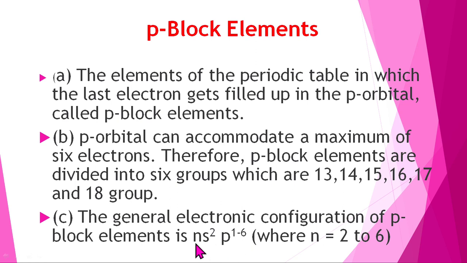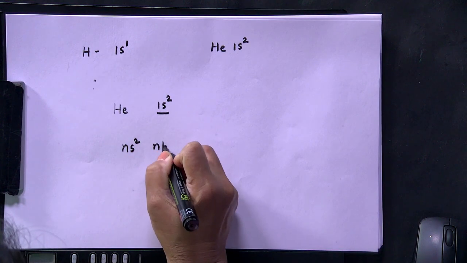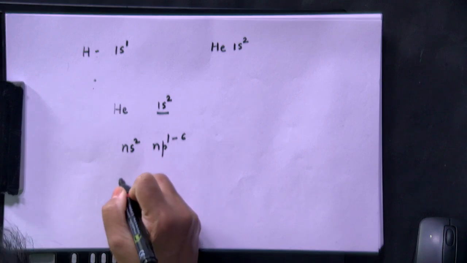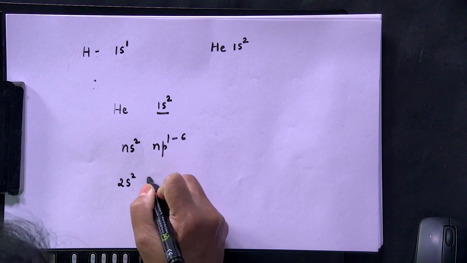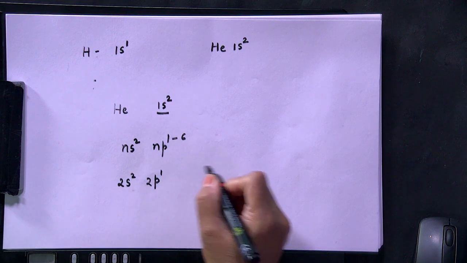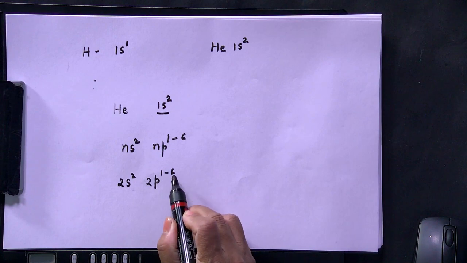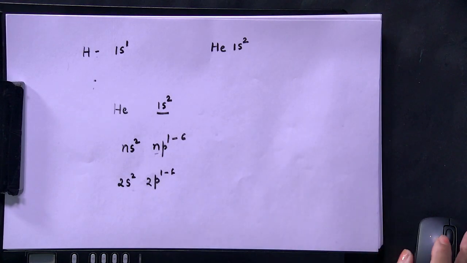What does it mean? ns2, np1-6. It means if the last shell is 2, it will be 2s2 and 2p1 or 2p2, 2p3, 2p4 up to 2p6. So the last shell's p electron will be going to the p subshell. n means the outermost shell, the number of the outermost shell.